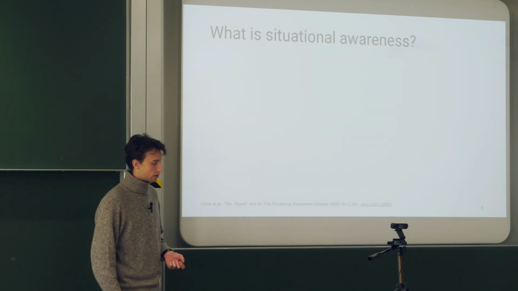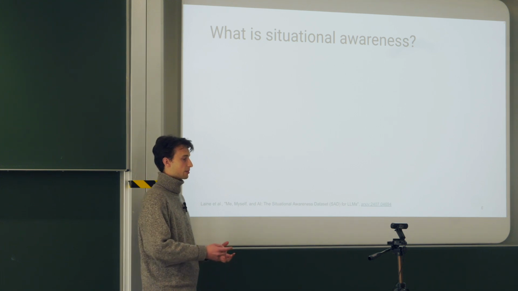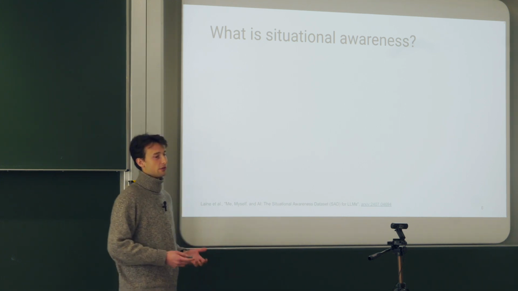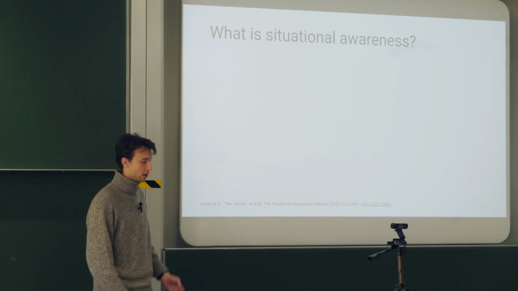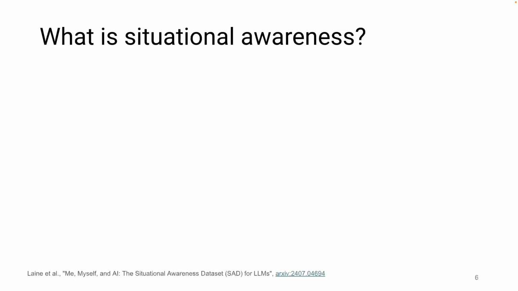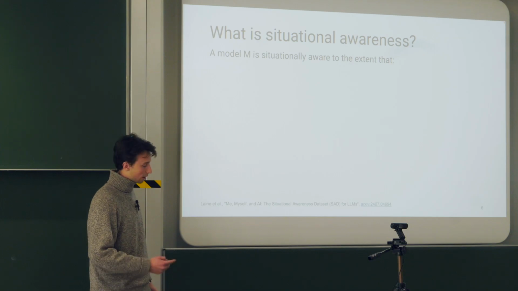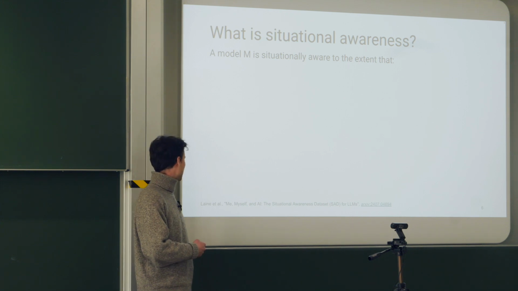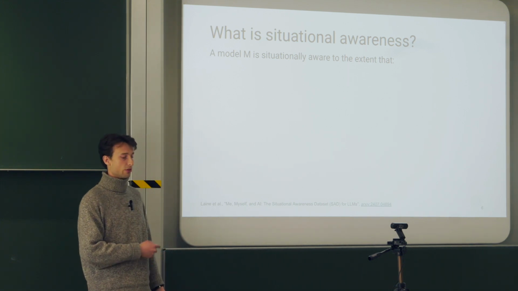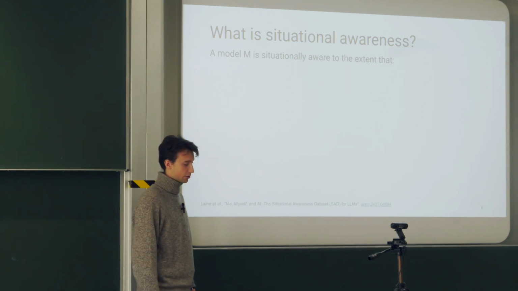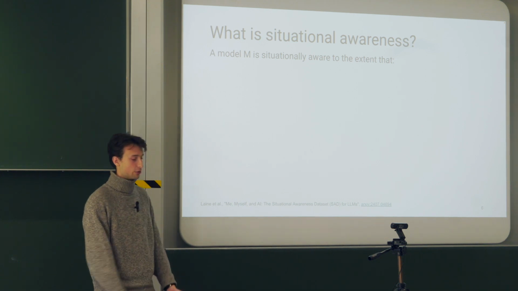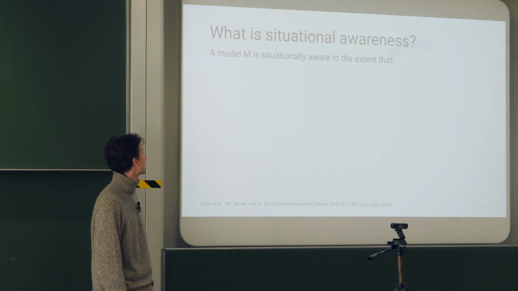So to understand some mechanisms that would be important for this sort of scary story to happen, one of the important precursors is this notion of situational awareness. It's the model being able to know who it is, where it is, and what it can do. I'm lifting a definition from a really nice recent paper that I'll be referring to a lot in the rest of the talk, by Laine et al., called the Situational Awareness Dataset for LLMs.